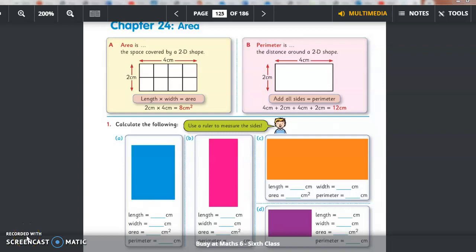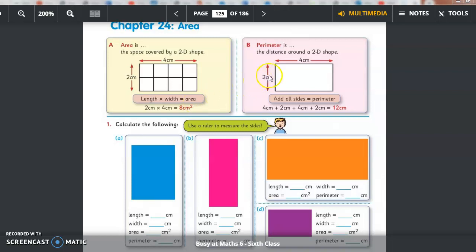Page 125, chapter 24, area. So your length goes from here to here, your width from here to here. So to find the area, you multiply your length, which is 2, by your width, which is 4, and that gives you 8 centimeters squared.